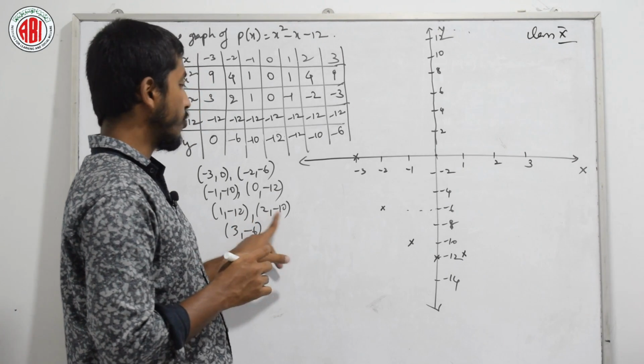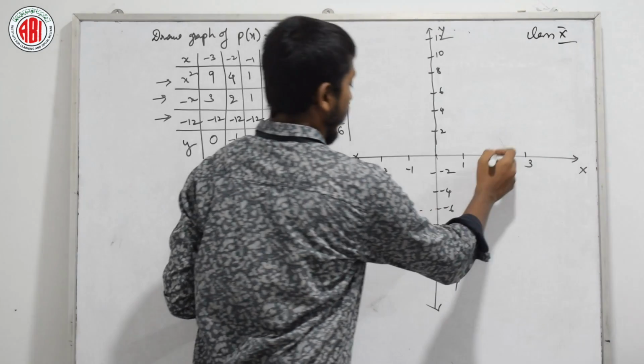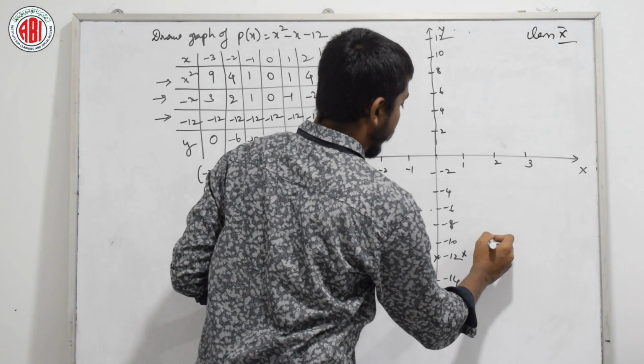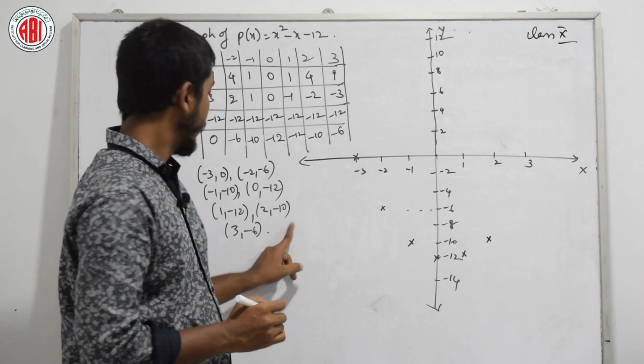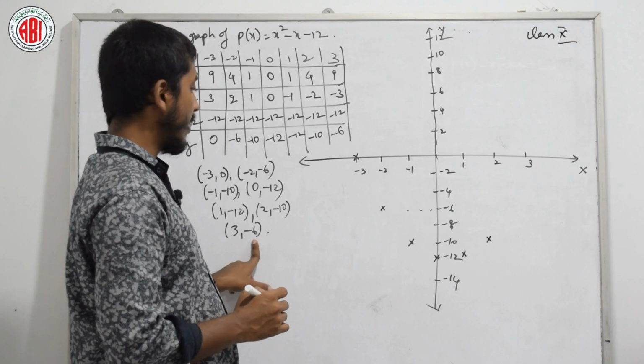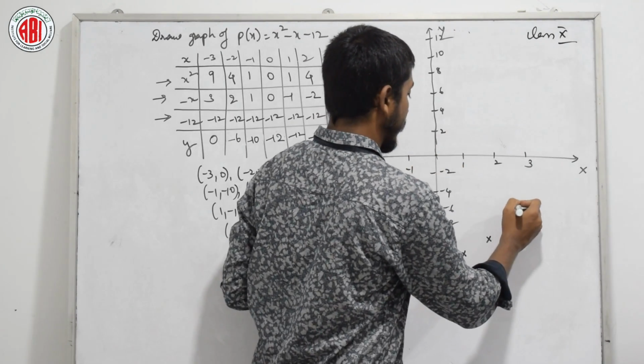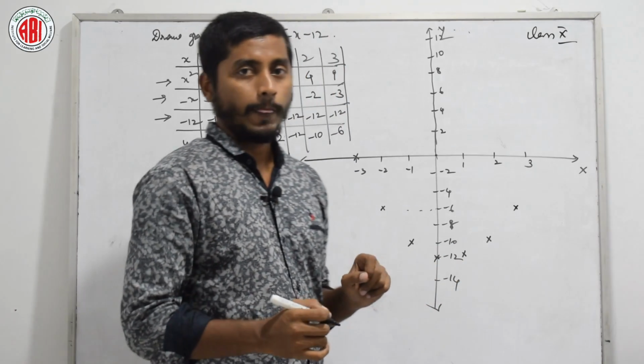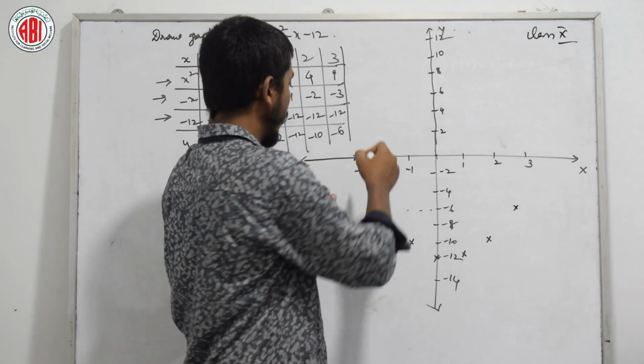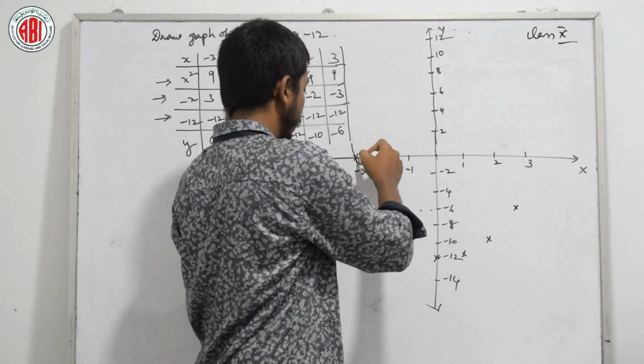Wait. Next is 2 comma minus 10. X is 2, y is minus 10. Right? And the third point is 3 comma minus 6. X is 3 and y is minus 6. Okay, let us join all these points. It starts from here.